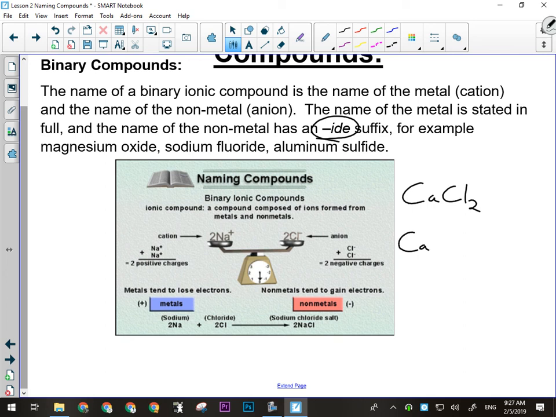Calcium has a charge of +2, which means it needs 2 chlorines to make it happy, because it's got 2 electrons it needs to get rid of. And chlorine can only pick up 1, so it needs 2 chlorines. So these things only ever go together in that way. That's why we don't have to use a prefix. If we say calcium chloride, we know that's going to be CaCl2 because it's the only way they can go together.